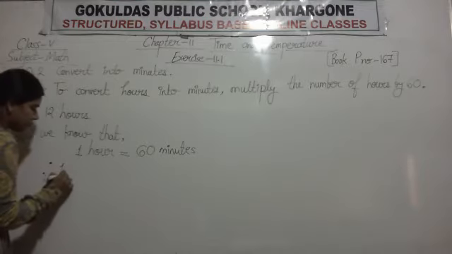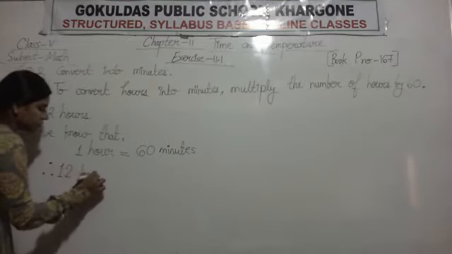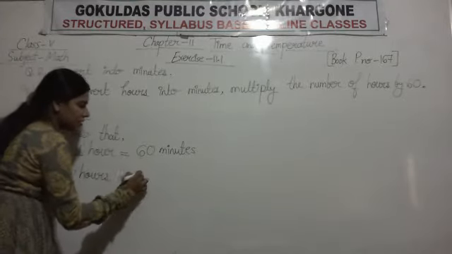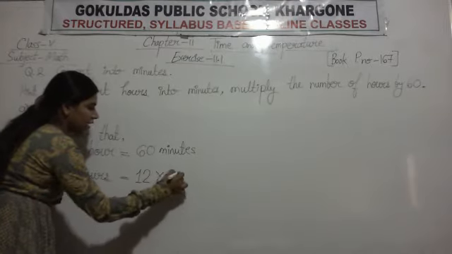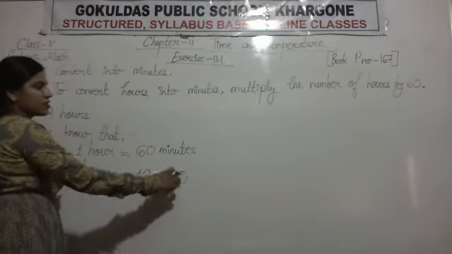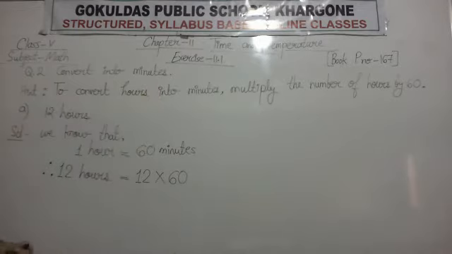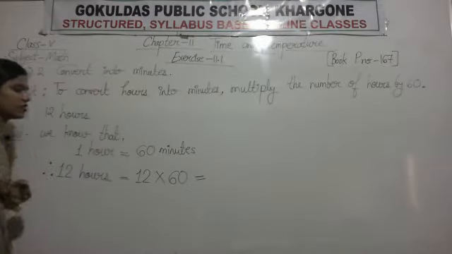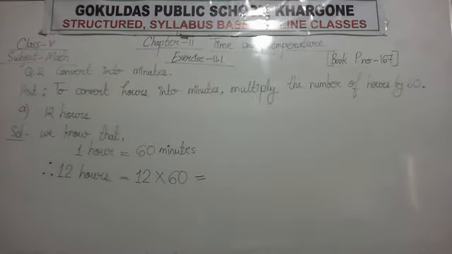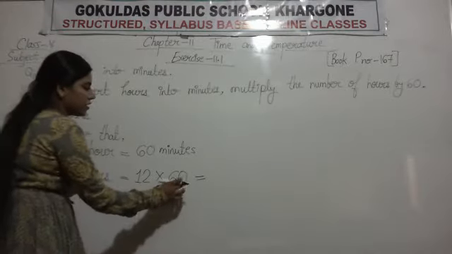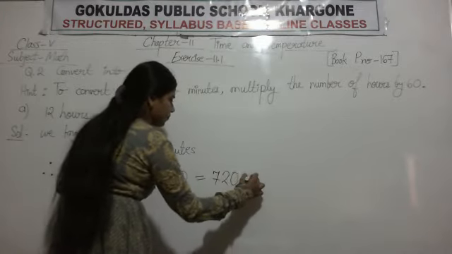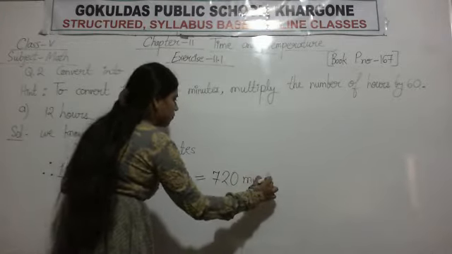Therefore, 12 hours will be equals to 12 multiply 60. Why we are multiplying with 60? Because hint is saying that. Okay? So 12 multiply 60. Multiply number 12 with 60. When we multiply 12 with 60, our result is 720 minutes.